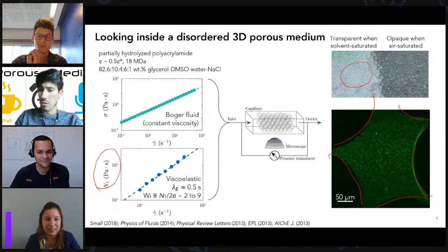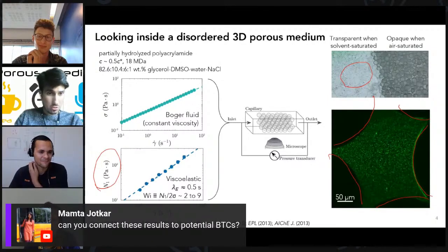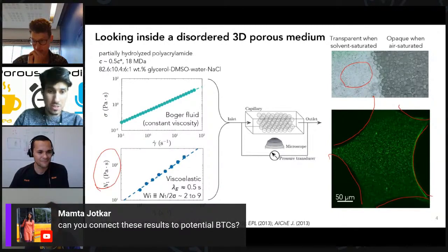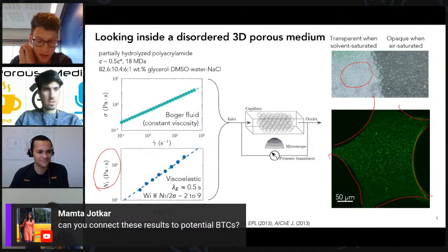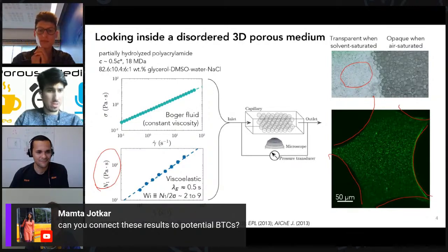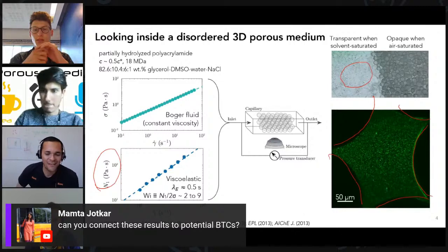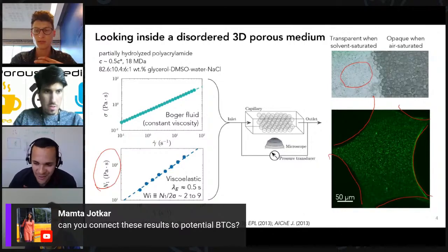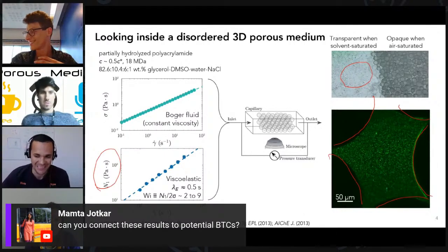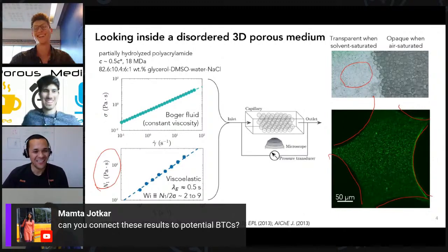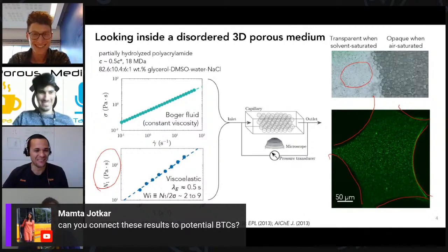Yeah, and a quick question, also from Mamta Joktar, and I think then we can stop. Can you connect this result to potential BTCs? To potential what? BTCs. I don't know what Mamta is referring to. Do you know? BTCs? No. Can I add a quick question, while maybe Mamta adds what she means by BTCs? I suppose it's not Bitcoins, right? But maybe she can just write in the chat.